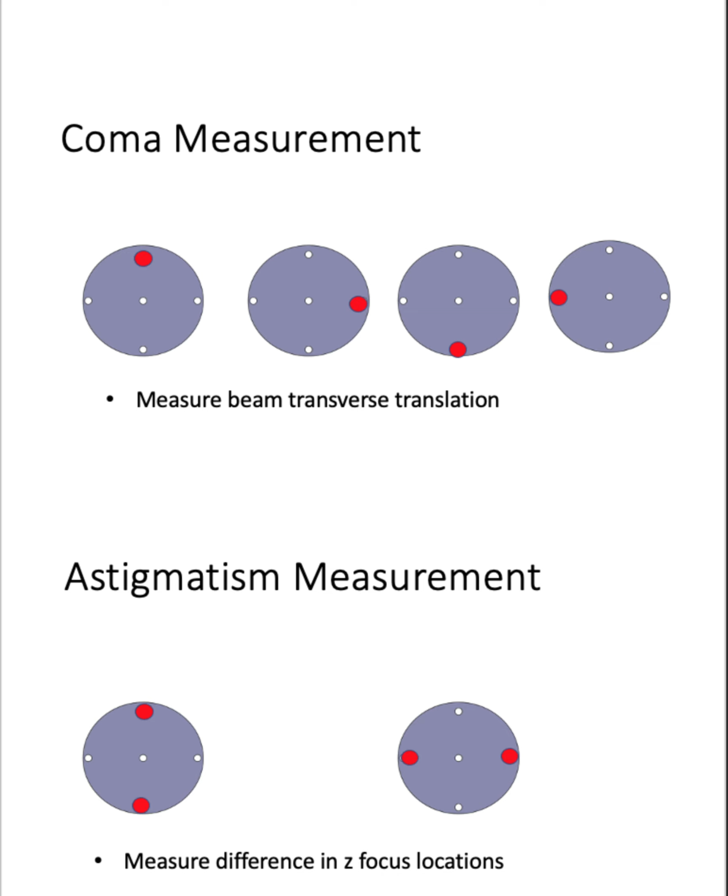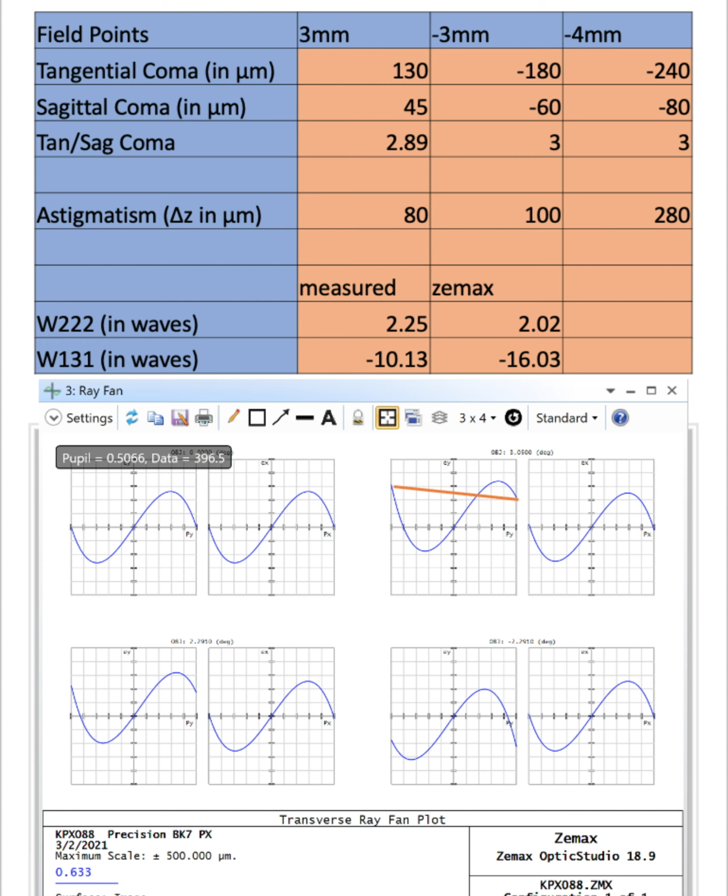Coma was determined by measuring the translation required to find the focus for all 4 rays at the edge of the pupil. Astigmatism was measured by finding the difference in focus points for the sagittal and the tangential rays. After some calculation, the results were as follows.